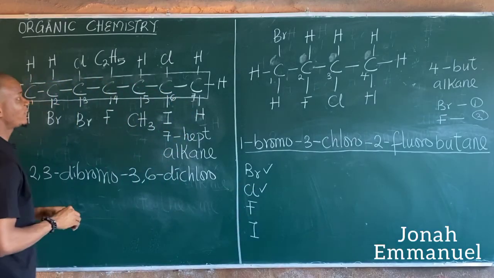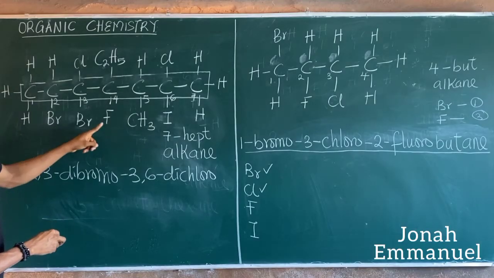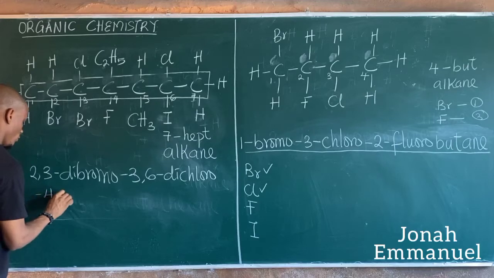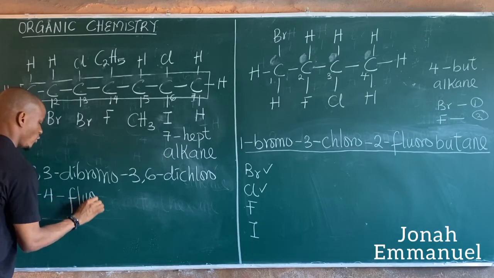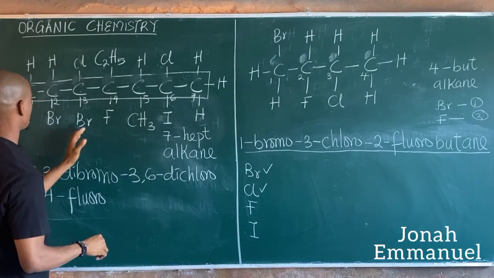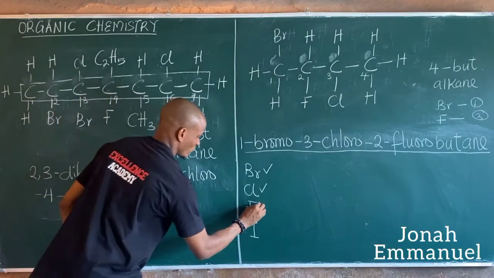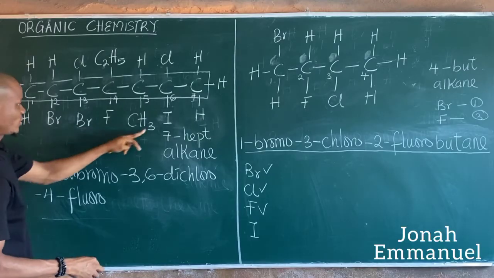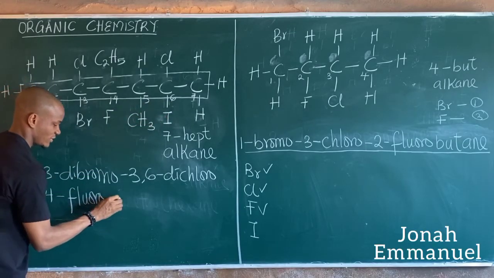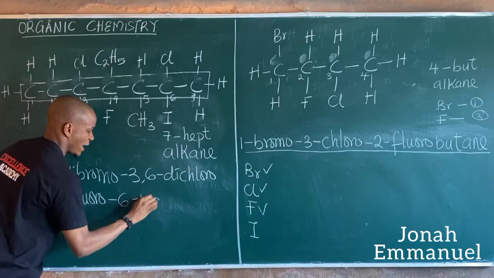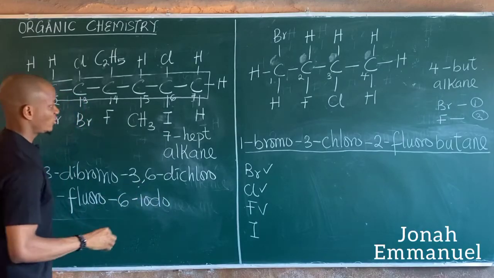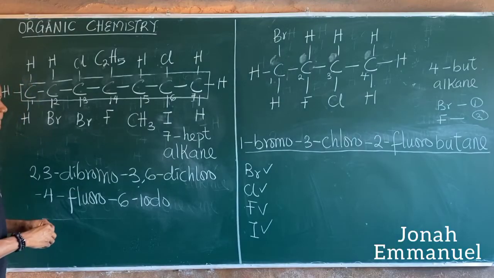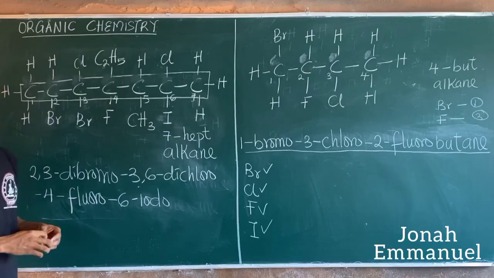Next up, take out fluorine. Fluorine is at position 4, so it becomes 4-fluoro. I think that's all. Yep, I'm done with fluorine. Next up, pick up iodine. I can see iodine at position 6, so it gives you 6-iodo. So I'm done with iodine. Next up, I'm done with my inorganic substituents.